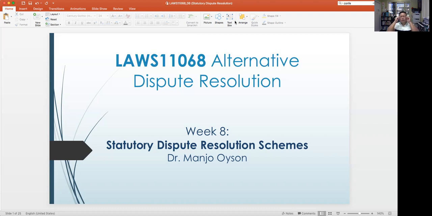Or would the driver of the statutory dispute resolution schemes not really be to give justice to the parties, but really just as a way of moving the parties along so that it exits from the court system and minimizes the backlog in courts, as well as just really as a way of case management, rather than focusing on the legitimate interests of the parties and ensuring that there is justice that is served by the courts to the party. So these are some of the questions we will be considering in this lecture video.